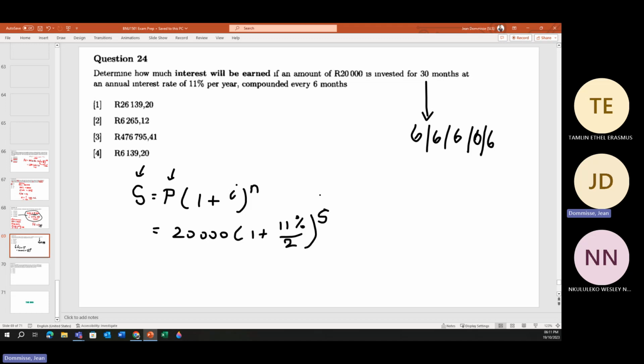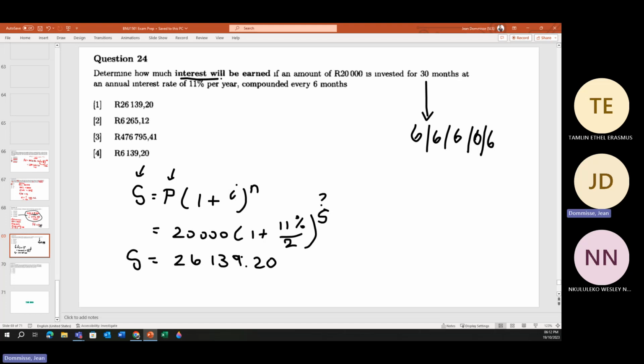Okay, so let's just quickly, not 100% sure if that must be five or if it must be five times two. So let's quickly just firstly check this formula. So 11% divided by two, because it's every 6 months. So it is 0.055 plus 1, to the power of 5 times 2. Okay, so when we work this out, we get 26,139.20. So that is your future value.